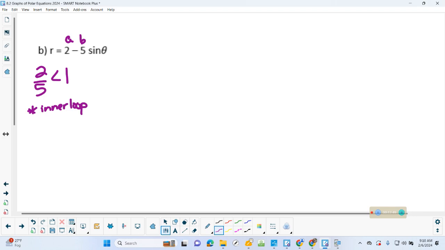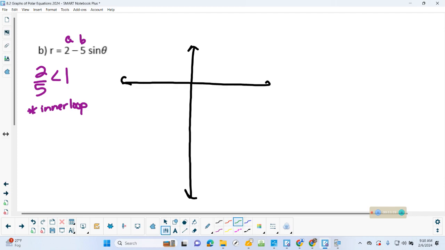And again, I don't generally get crazy and jot all this stuff down. I just look at it and go, oh yeah, 2 over 5, less than 1, it's an inner loop. Now this time though, I got fancy and gave you a sign. So I'm thinking vertical, and the coefficient on sine is -5, so it's going to be down. I don't want to say I skew my graph, but because I know it's going down, I'm going to on purpose put the x-axis a little higher so I have a lot of room down there.